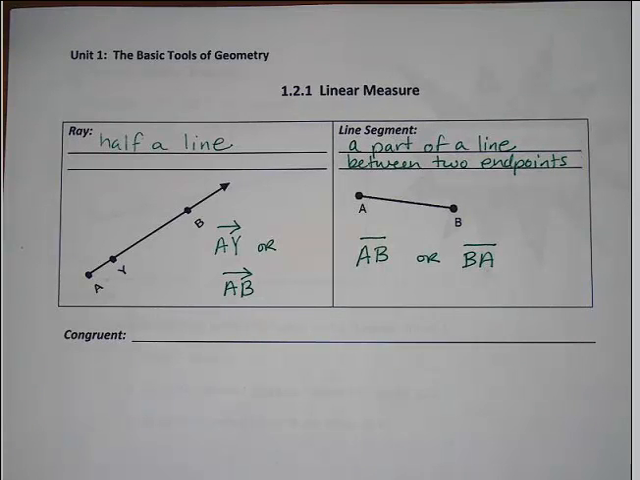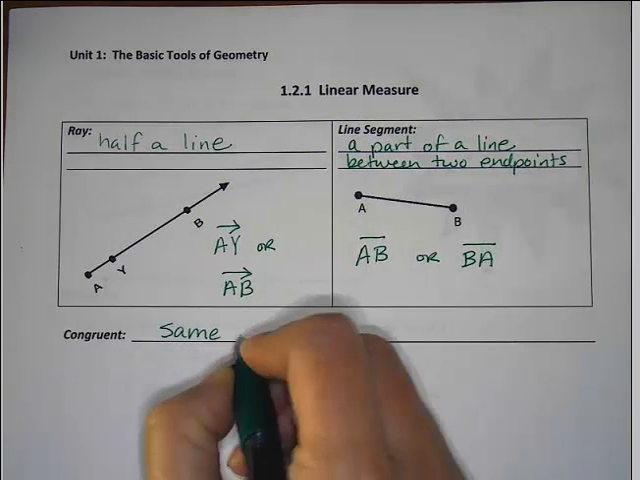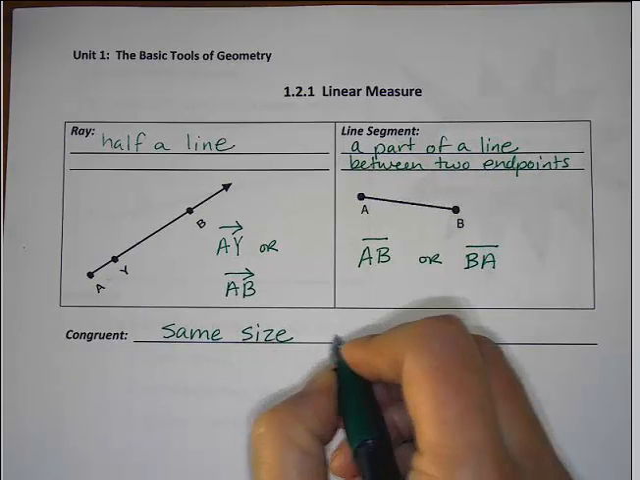And a final vocabulary word, the word congruent. We're going to be looking at things all year long that are congruent. So what does congruent mean? Well, simply, it means two figures that have the exact same size and shape. So we're looking for same size and same shape.